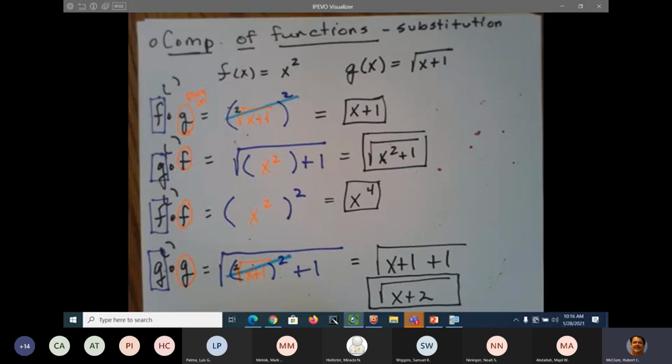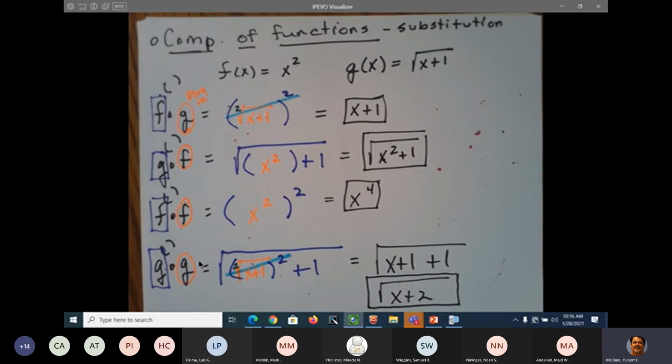Question, gripe, complaint. Anybody ever been confused on composition of functions? Raise your virtual hand if you have, ever. Yep. That is usually what gets students in functions, is the composition. Thank you. You can take your hands down now. All right. So with that being said, let's move on.